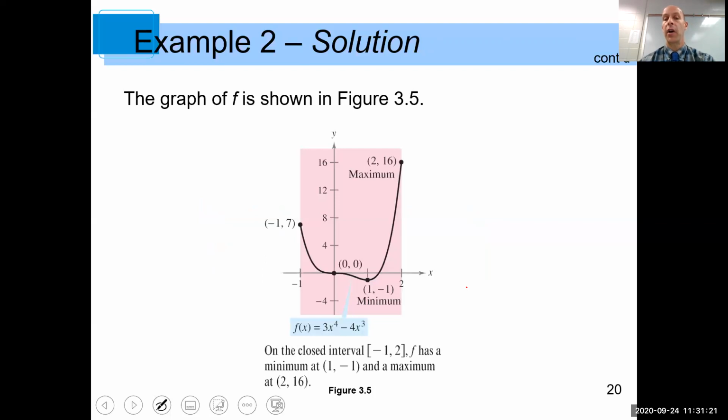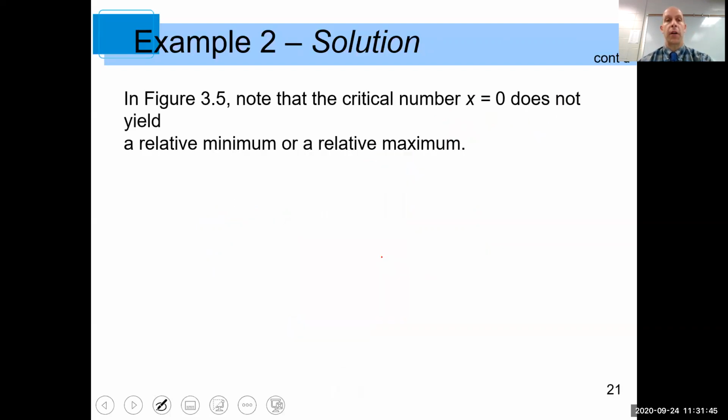So here's a picture of this particular graph. This is 3x to the 4th minus 4x cubed. Here's the graph. We just saw in the last slide that we had the maximum at 16, and then we saw that we had this minimum here at 1, -1. In figure 3.5, note that the critical number 0 did not yield a relative min or a relative max. So that's just something else we wanted to mention.